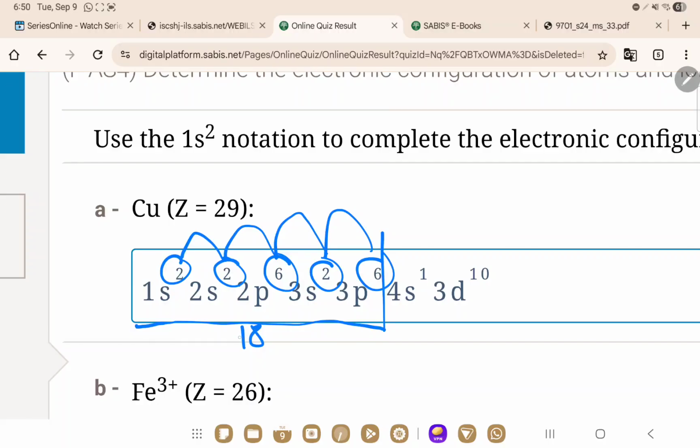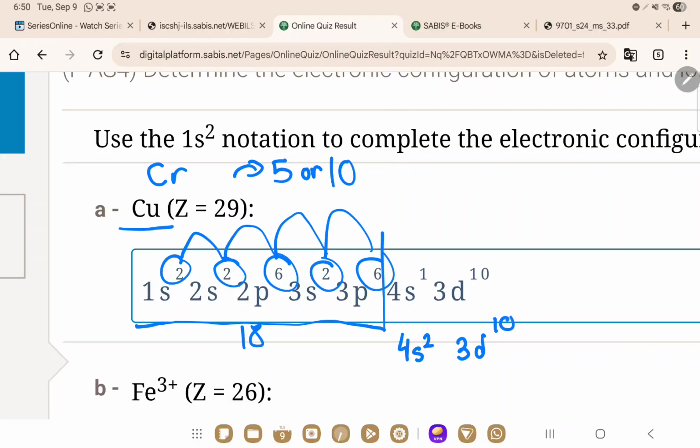Now 29 minus 18 is gonna give us 11. Usually you just continue normally until you reach 11, except we have 2 exceptions, copper and chromium. Their d orbital always has to have a superscript of 5 or 10. Nothing more, nothing less. So here, if this was not copper, we'd have to continue 4s2, 3d9. But since this is copper, copper cannot have other than 5 or 10 in its d orbital.